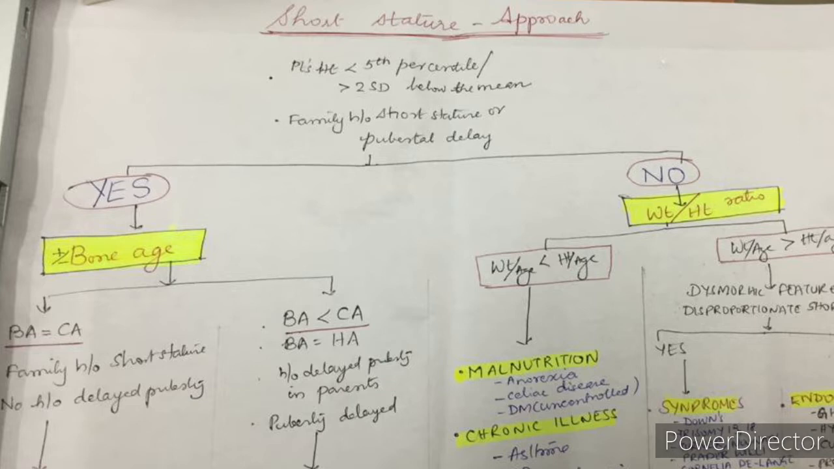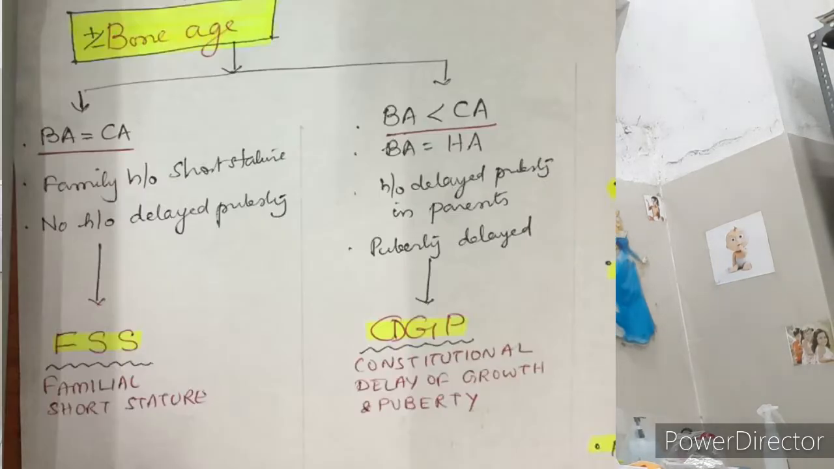So as of now we will do the bone age, and this is the first visit, so we don't have the growth velocity. For NEET aspirants, in the growth velocity we have two things, that is familial short stature and constitutional delay of growth. So the growth velocity is normal once the bone age is done, and if you get a family history of short stature and the bone age is equal to the chronological age and there is no delayed puberty, consider the diagnosis of familial short stature.